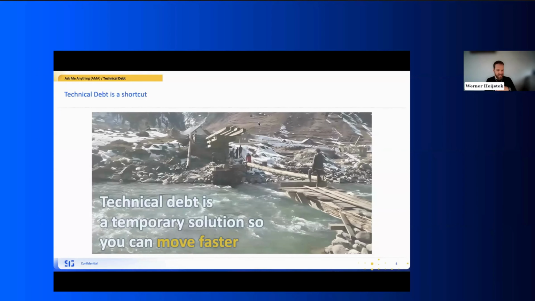So one way of thinking about it is that it's a shortcut. You see this image here, there's this bridge, and probably building the rest of the bridge will take a lot of effort. If you put this little temporary solution in the middle, you can already cross the bridge, right? So essentially it's a shortcut, and you've now much quicker offered the feature of crossing this river. It's a temporary solution that allows you to move faster. The original definition stems from the early 90s. Ward Cunningham is the person often credited as the first to mention the term technical debt.